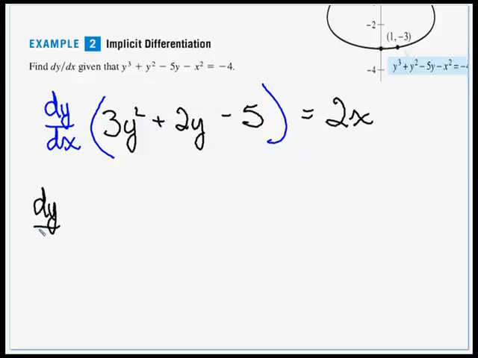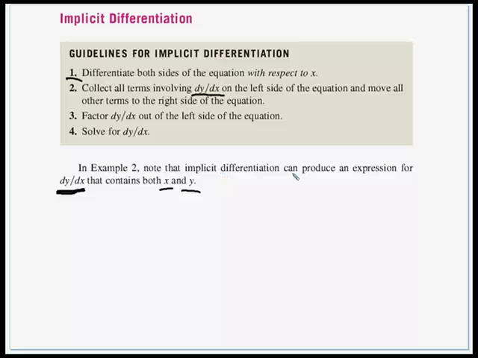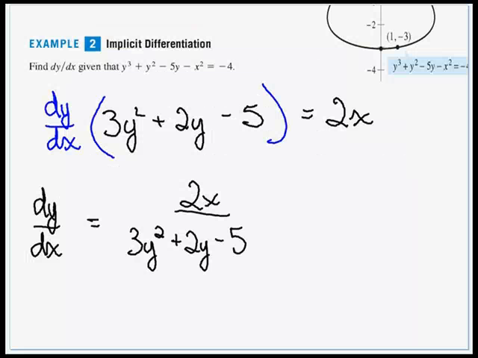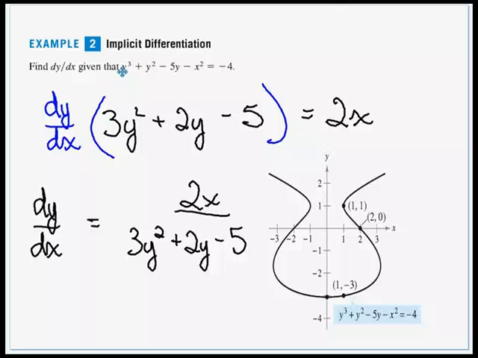Our derivative of the original equation is equal to 2x all divided by this quantity, 3y squared plus 2y minus 5. And again, note here it says in example 2, implicit differentiation produces an expression for which the derivative contains both x and y variables. And why is that? If we look at this graphically, the original function here, this y to the third plus y squared, etc., if we graph it, it's going to look like this shape.